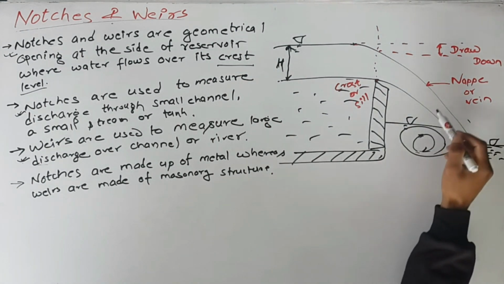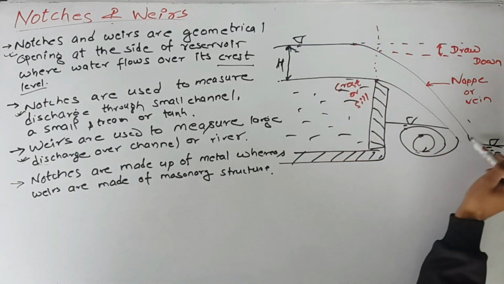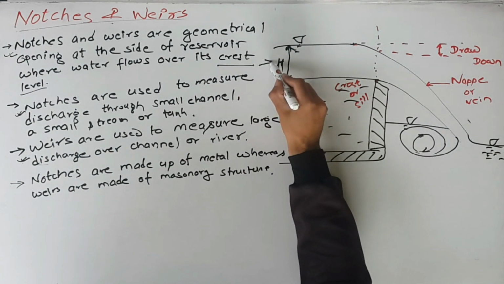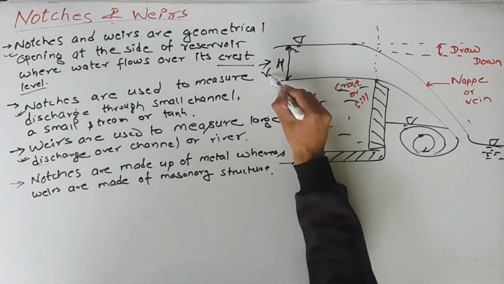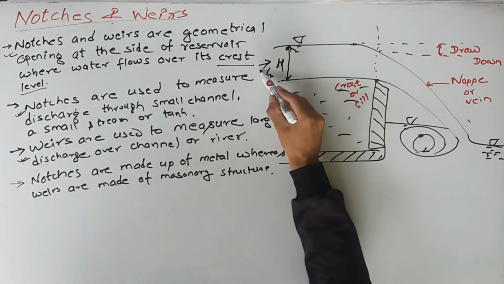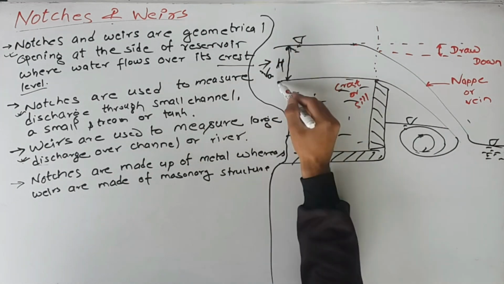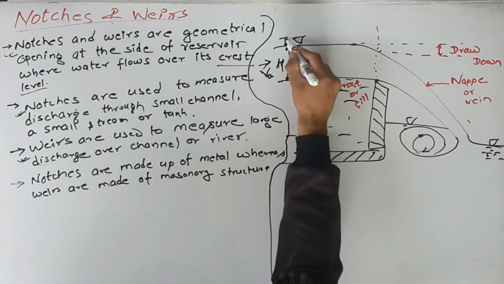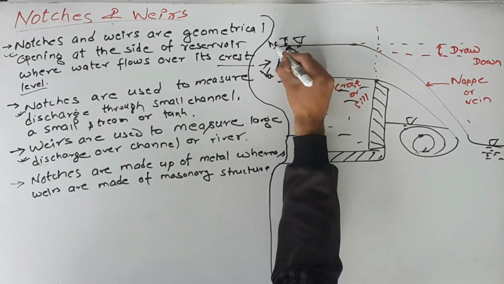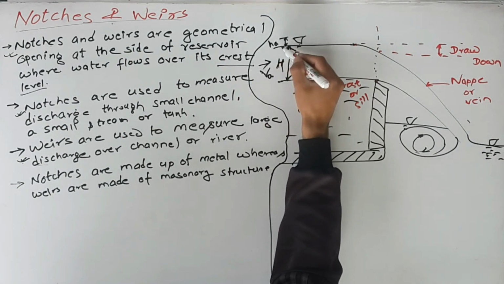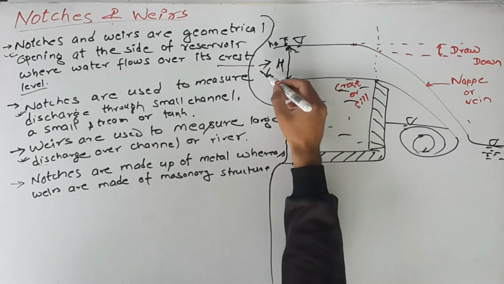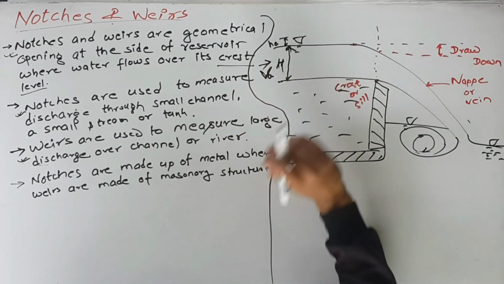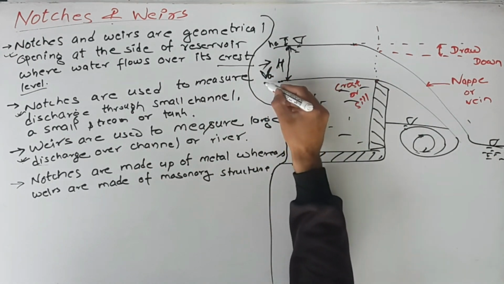Now we define all the terms related here. Here some velocity is considered, sometimes not considered. Let Va be the approach velocity here. Due to this velocity, the liquid has some head. Let this head be Ha. Head due to velocity of approach is Ha. Actually, velocity of approach is the velocity with which the liquid approaches the notch or weir.